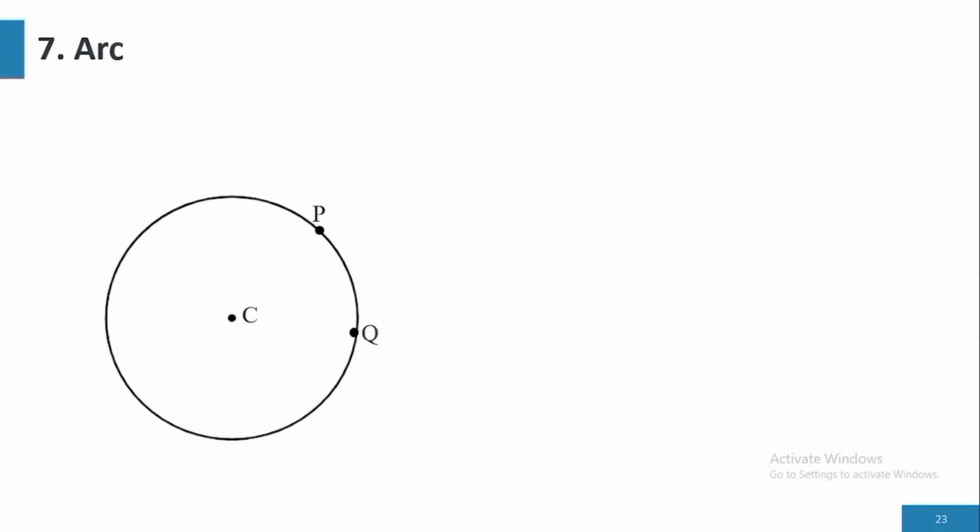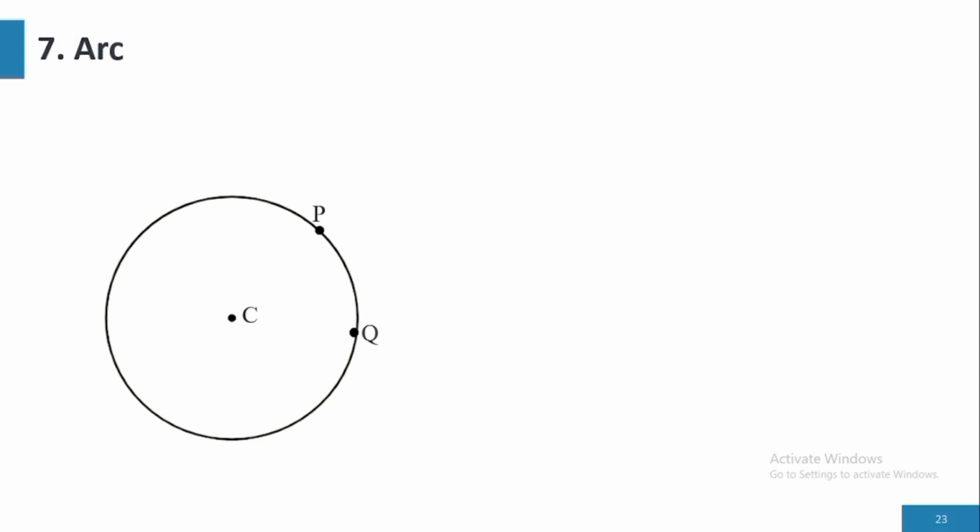Next important concept is arc of a circle. Now from this point, children, till point 6, many of you are aware of the concepts. But now from this point 7, please be more attentive. Okay. Now what do you mean by arc of a circle?